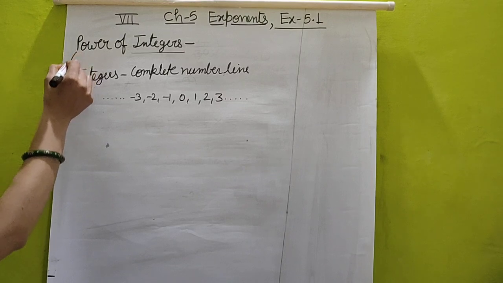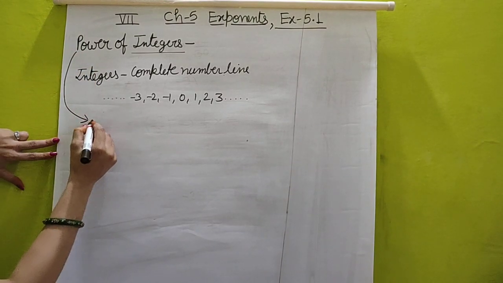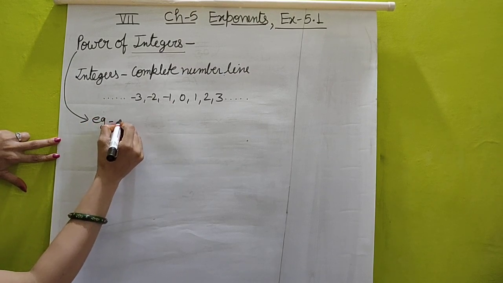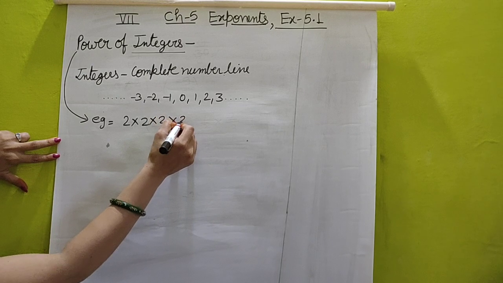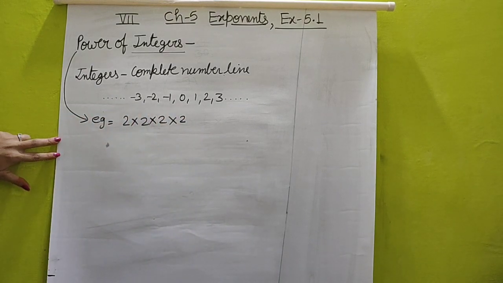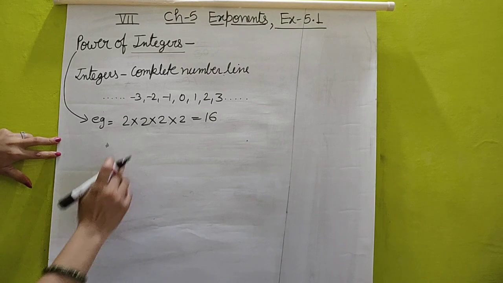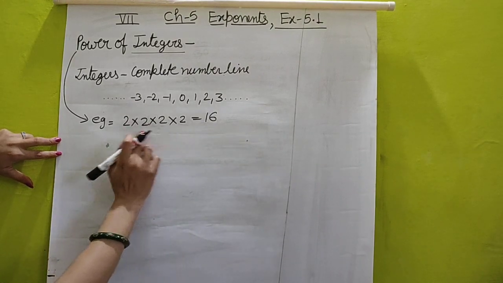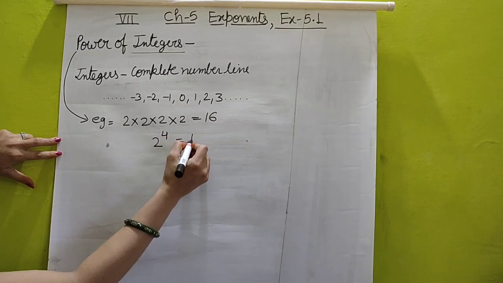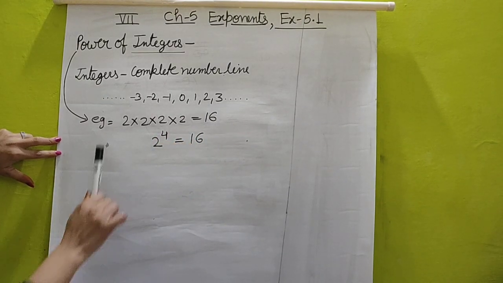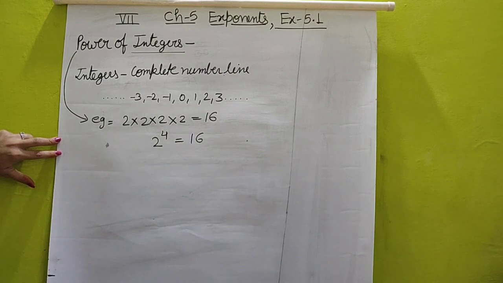Now students, our topic is power of integers. Here I am taking one example to explain this. Suppose 2 multiply 2 multiply 2 multiply 2. We have multiplied 2 four times and our answer will be 16. Now we can write 2 power 4. It will also be 16. So 2 multiply 2 multiply 2 multiply 2, I have done 4 times.